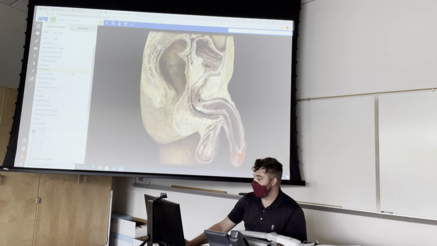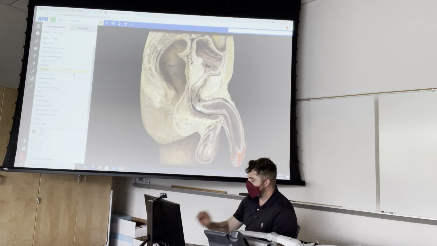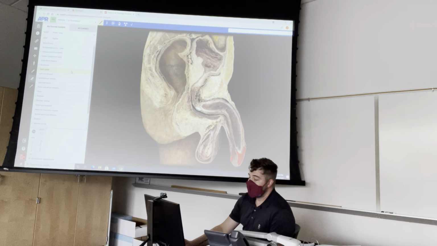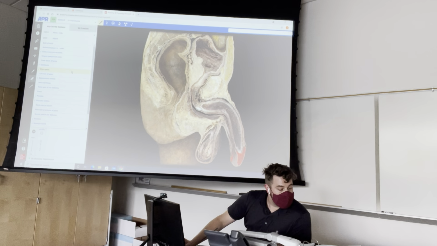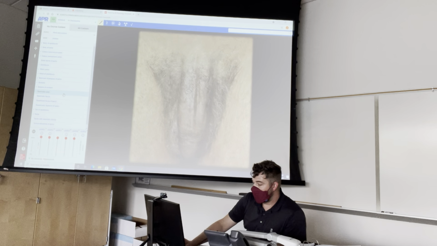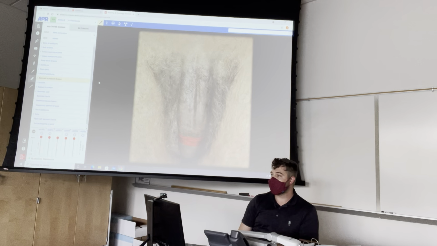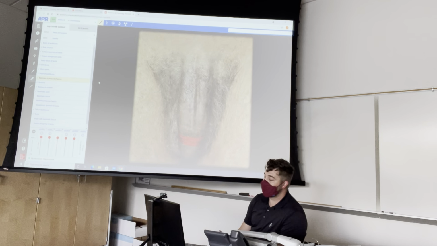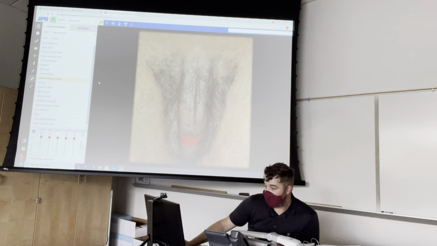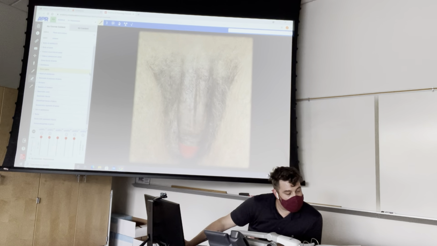There is the glans of the penis, the head of it. That is analogous to the clitoris in the female. The prepuce. Yes. So in this model, it's a circumcised male, so it's just the remnant of the prepuce, the foreskin. Otherwise, the glans would be totally covered by that. And there's the glans.